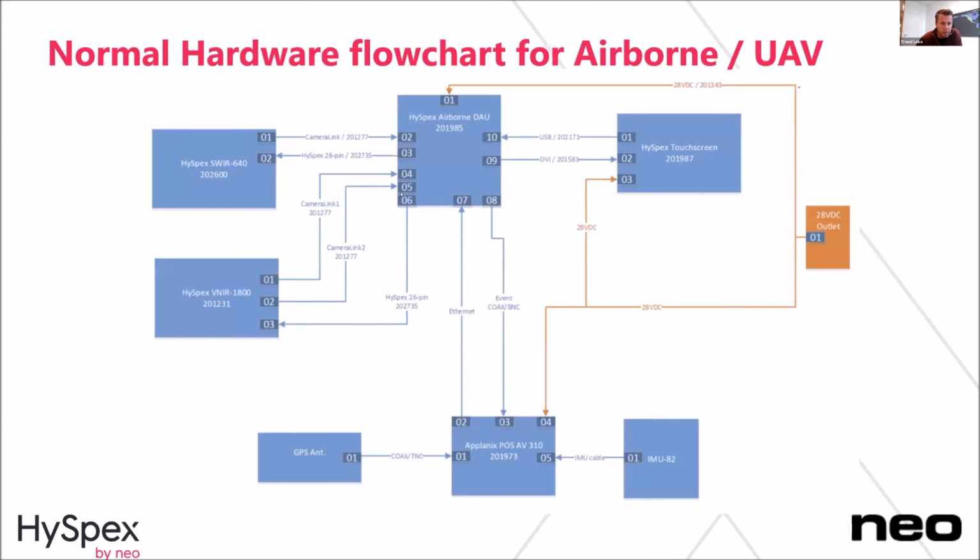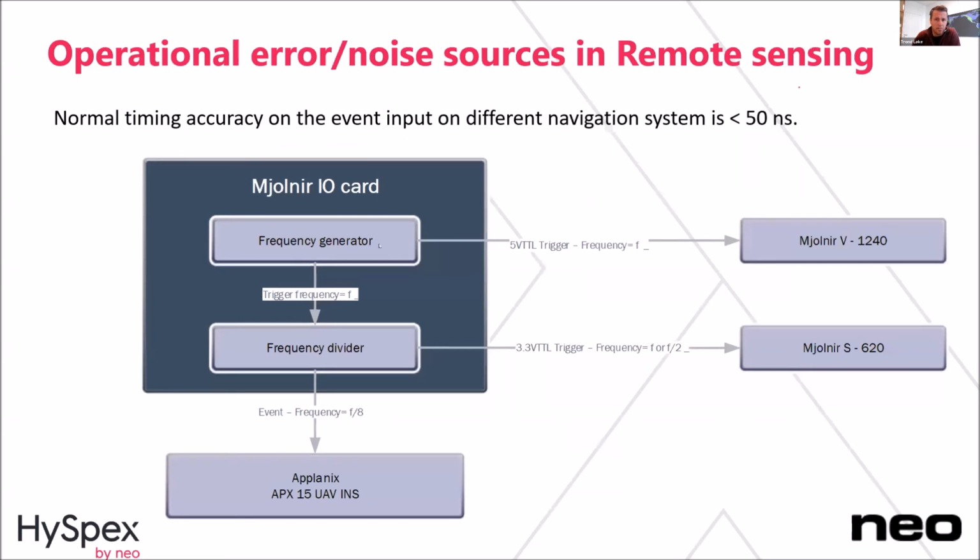As I said, in these MIL connectors we have the triggers. So the frequency generator or the trigger card that we have made is inside the DAU. That's making sure that all the systems are running in sync, and it's also generating the event input to the navigation system. Here I show it for the UAV, but it's the same for airborne systems. Different navigation systems have different max frequencies they can time, but almost all navigation systems can time any pulse with 15 nanosecond accuracy.